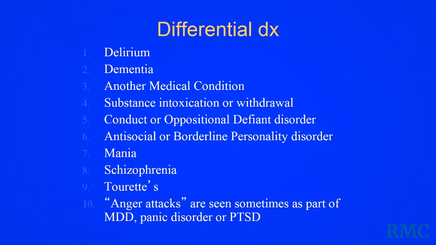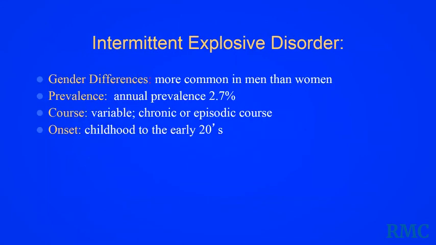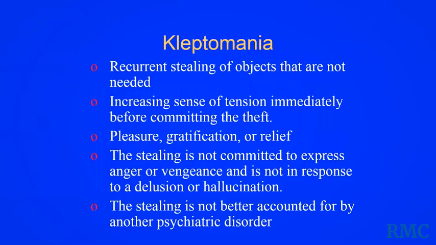The differential diagnosis is wide for people with impulse control disorder, and here I've given you a whole list. Much more common in men than in women, 3% annual prevalence, onset in the childhood to the early 20s. Kleptomania, you probably all heard of this, recurrent stealing of objects the person doesn't even need, and there's tension beforehand, and then pleasure after they've committed the theft and gotten away with it. It's not a vindictive type of stealing. It's not in response to another psychiatric disorder.